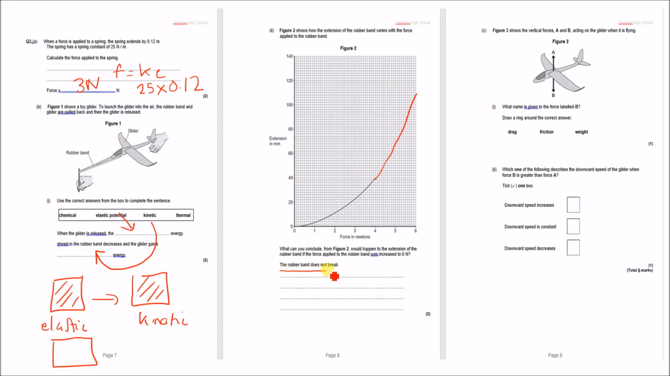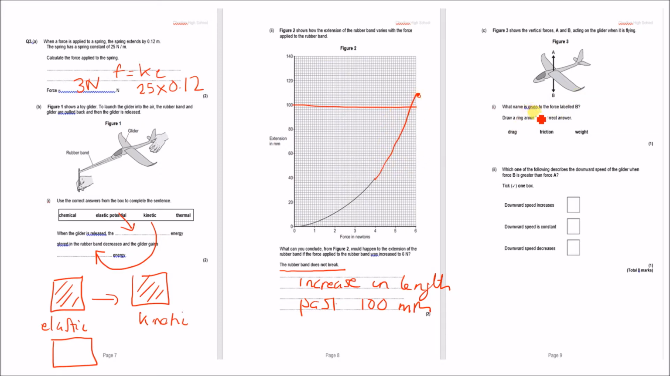So it says the rubber does not break. So we've shown it not breaking, it's just continued to extend. So what's going to happen to it? What happens when it would increase in length? Okay, and how much would it increase in length? Well, we could say past 100 millimeters. 100 millimeters would be there. So you can clearly see that at 6 newtons of force, it's gone past 100 millimeters.